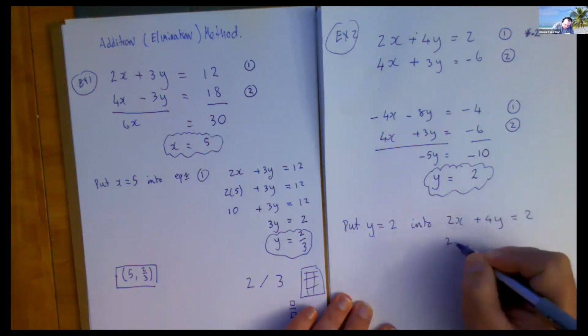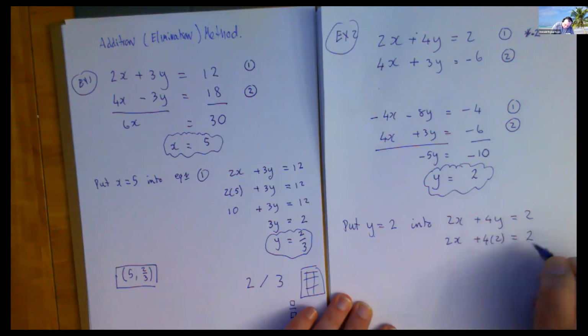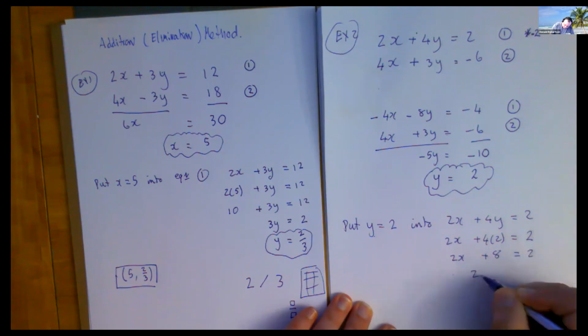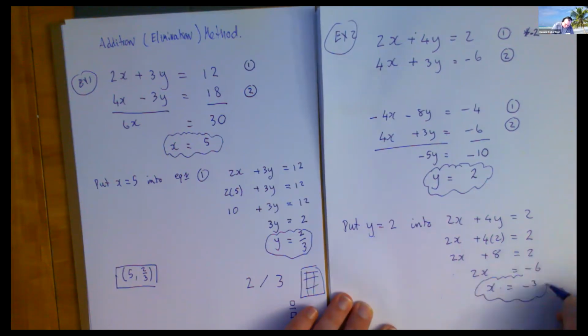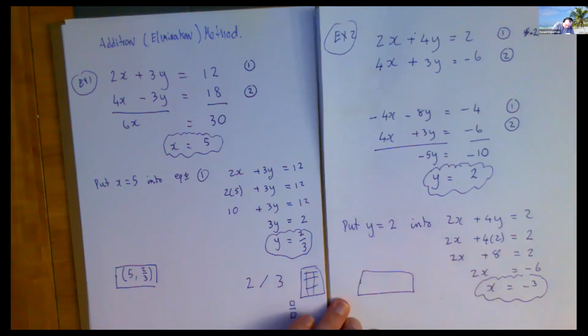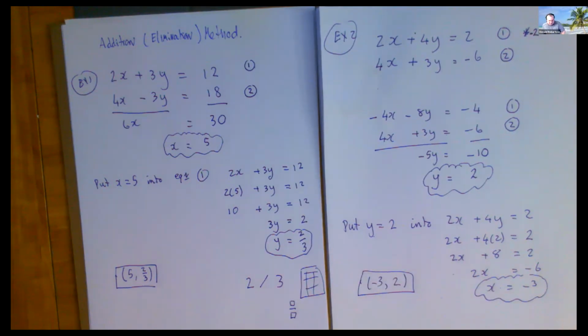So what we now have is 2x plus 4 lots of 2 equals 2. That makes 2x plus 8 equals 2. That makes 2x equals -6 once you subtract 8 from both sides, and there you go, x equals -3. So in your little box over here, -3 goes first, because x's always go first, and y equals 2 always goes second. And that's probably all you need to write down as far as the solution to this question goes.